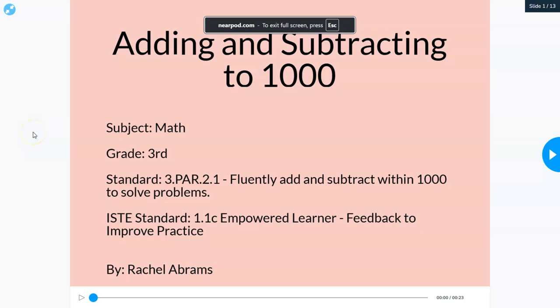The purpose of this video is to highlight and reflect on my Nearpod lesson, which is an internet-based tool that allows educators to create an interactive lesson that can be student-led, teacher-led, or both. This lesson is for third grade math, and the grade level content standard is fluently add and subtract within 1000 to solve problems. The ISTE standard for this lesson is 1.1c Empowered Learner Feedback to Improve Practice.